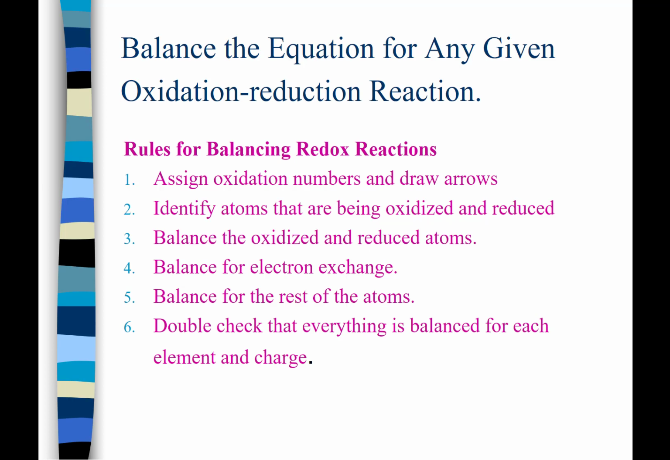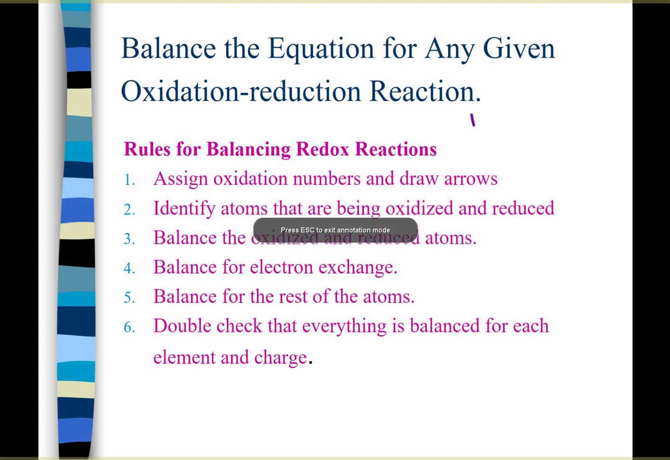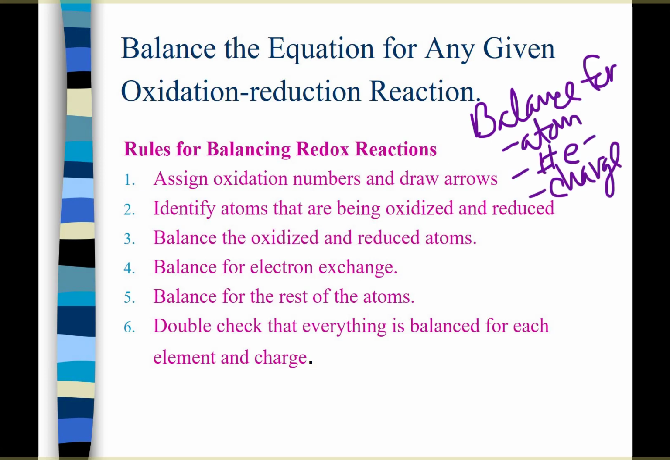You also want to balance for the rest of the atoms that are there in that equation. And then last but not least, double check everything, because when you're balancing these, you need to balance them for atom and also charge. So again, balance them for the number of atoms, the number of electrons exchanged, and also the charge on either side of the equation. So let's go ahead and do an example here.